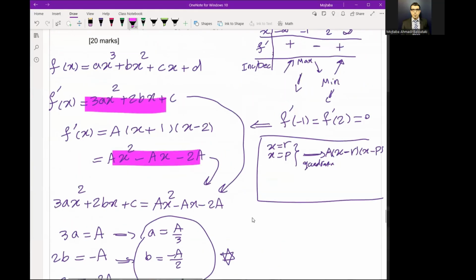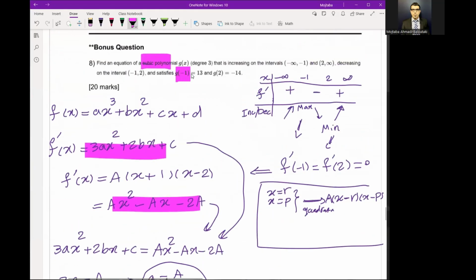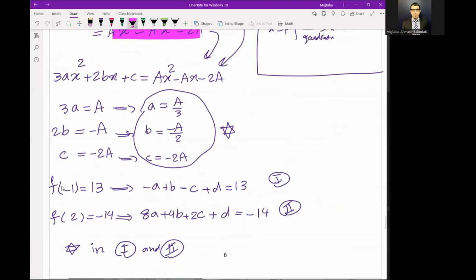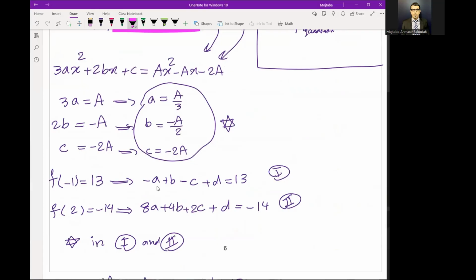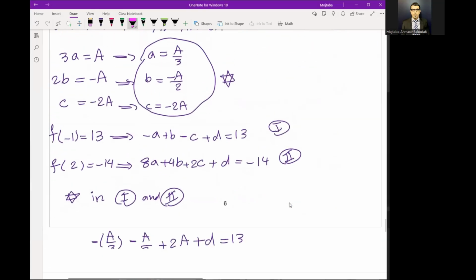We can also use the other pieces of information given to us. I think we use f, it doesn't really matter. So f of -1 is 13, f of 2 is -14. We're going to use these values in our f of x. If we do, f of -1 is 13, so we're going to find an equation between a, b, c, d, and the second one as well. And now that we have these two equations, we can use all of these a, b, c values based on the uppercase A.